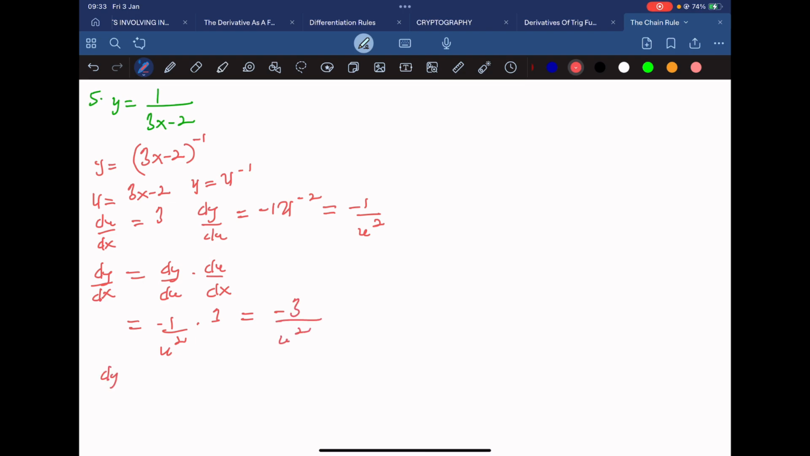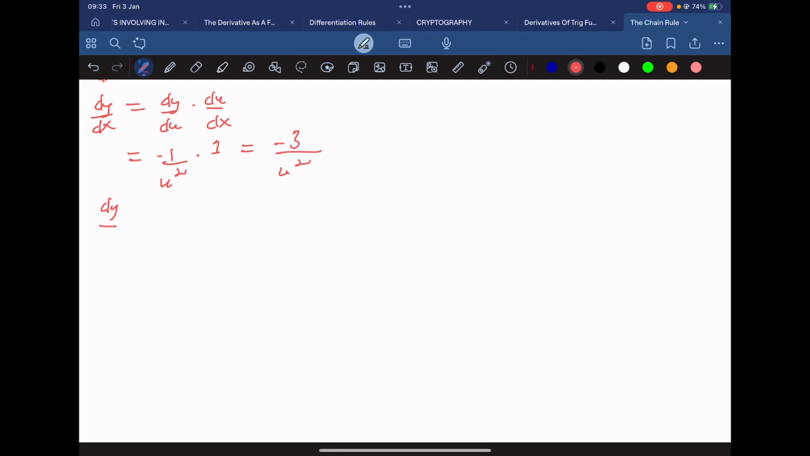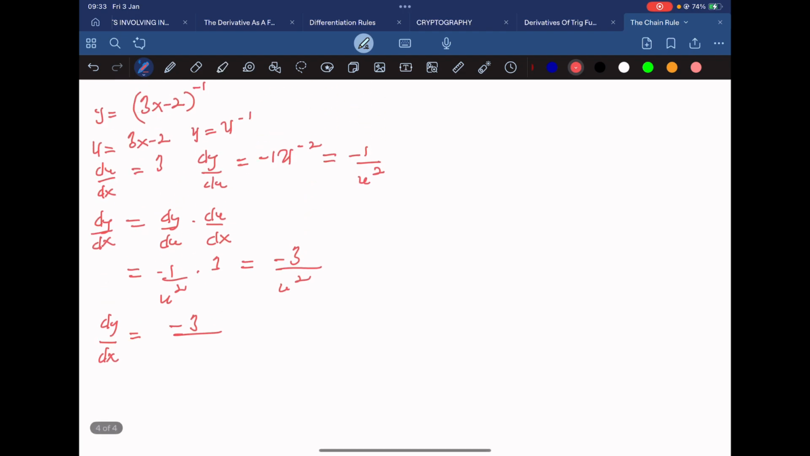So dy/dx is negative 3 over, now u is what we had over here, 3x minus 2. So in this case, we have (3x minus 2) all squared. I hope this is also clear.